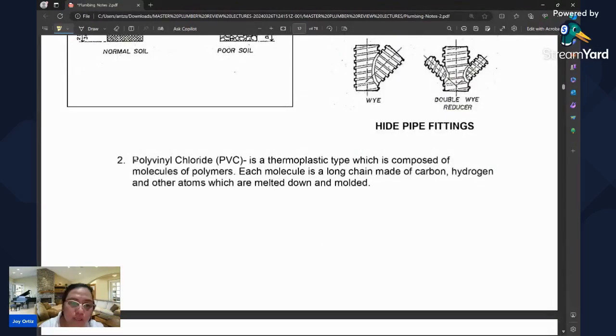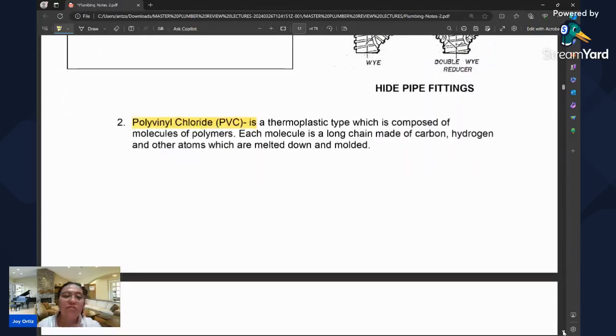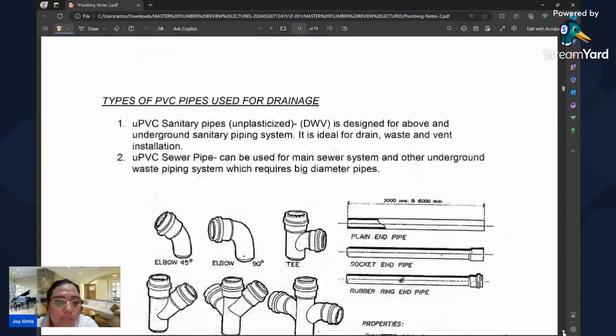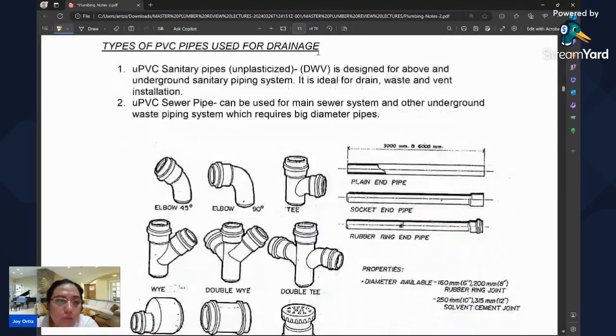We have also the polyvinyl, or ito yung pinaka-common, which is the polyvinyl chloride. It's a thermoplastic type, which is composed of molecules of polymers. Each molecule is a long chain made of carbon, hydrogen, and other atoms which are melted down and molded. So we have here the UPVC sanitary pipes and plasticized, DWB.